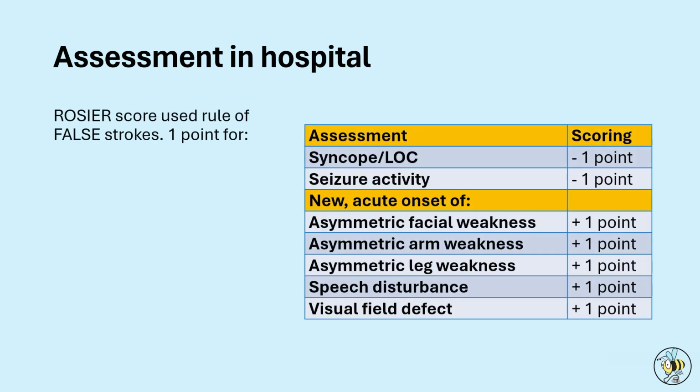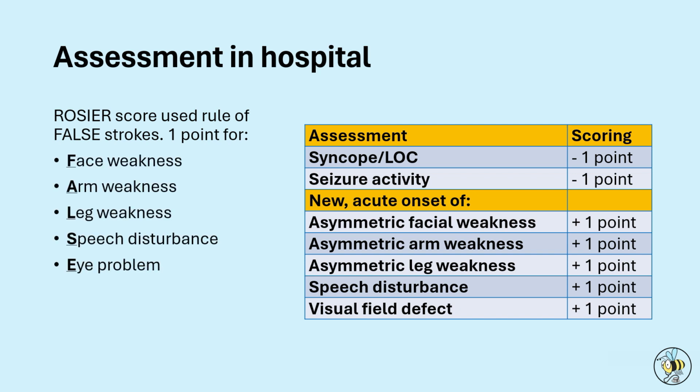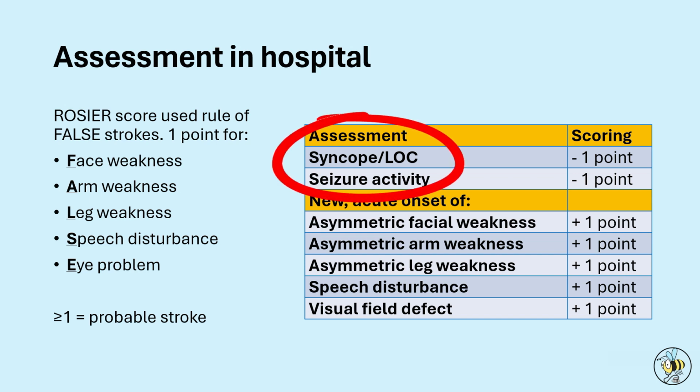Now, when a patient presents to the emergency department with a suspected stroke, clinicians use a scoring scale called ROSIER, which stands for Recognition of Stroke in Emergency Room. It is used to rule out false strokes, i.e. stroke mimics such as hypoglycemia. The criteria can be remembered by the acronym FALS, which stands for weakness in face, arm or leg, speech disturbance, or eye problems. A score of 1 or more suggests a probable stroke. Note that syncope and seizure activity score minus points, as this is not associated with stroke.